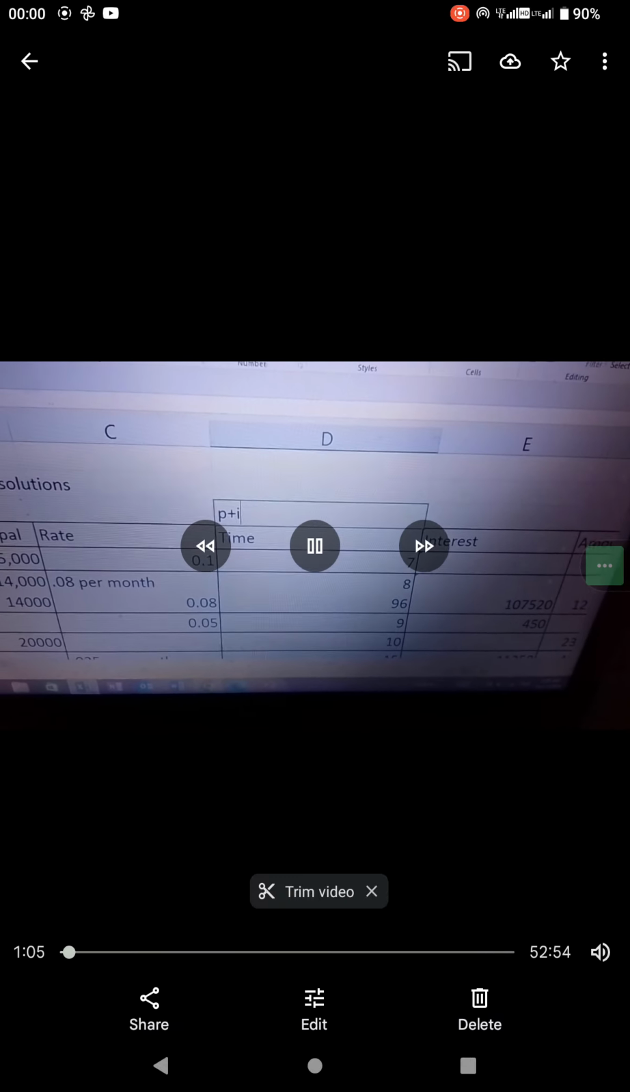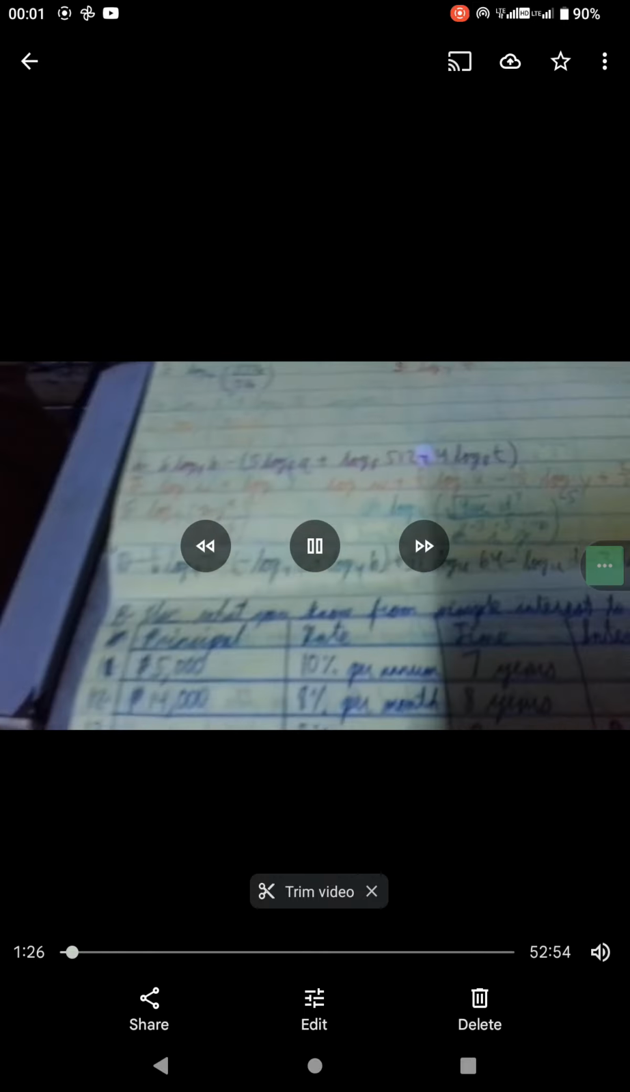Remember the formula for simple interest. The formula of simple interest is PRT. PRT stands for the interest. But to get the amount, because sometimes you might be asked to solve for the amount, it's always P plus I. P times R times T is the interest, and P plus I is the amount, or future value.